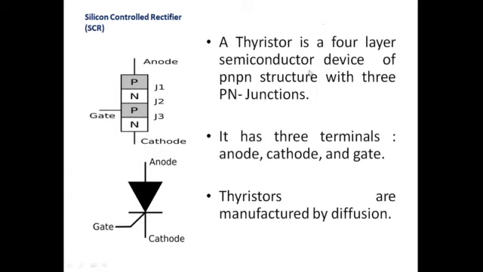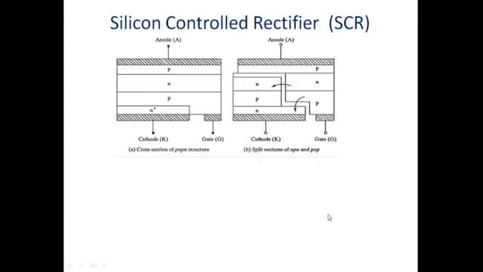A thyristor is a 4-layer semiconductor device of PN-PN structure with 3 PN junctions, as we have discussed earlier. It has 3 terminals: anode, cathode and gate. A thyristor is manufactured by diffusion techniques. Here you can see the structure: p-type material, n-type material, p-type material, n. This is the cathode, and we are using this as the gate. If you split this, it is p, n, n, p, p, n.